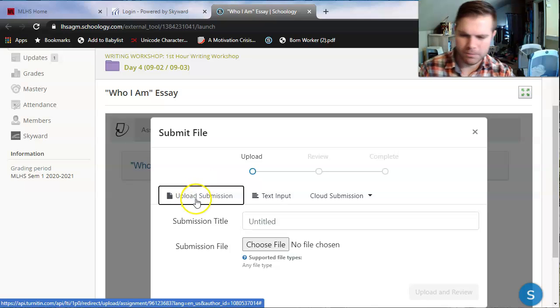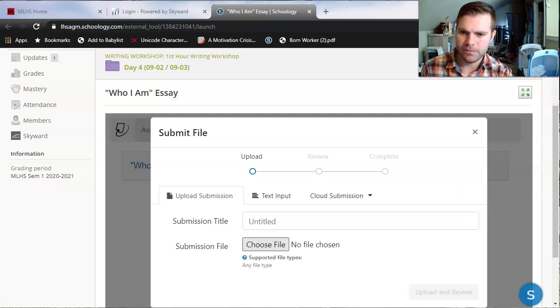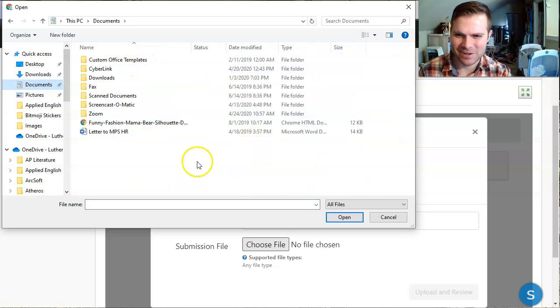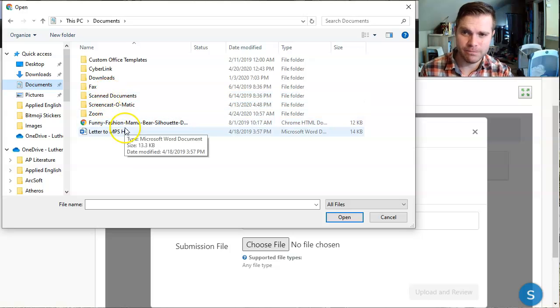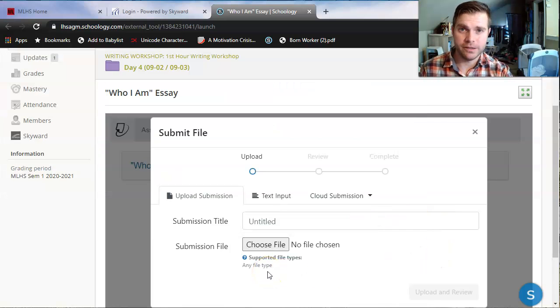And then there's 2 ways to upload a document. It just depends on where you saved it. This upload submission tab right here, it's telling me choose file. This would be if I have the file saved to my computer. So if Char was writing on Microsoft Word, downloaded to her computer, she could choose file. And it opens up my Bitmoji stickers. Let's say I go to my documents, right? Letter to MPS HR is one that my wife wrote before, right? So this is actually my computer's documents that I can choose from. Obviously, I did not write my essay in here, so I'm not going to use this function. But if you did, please use that to upload your submission.